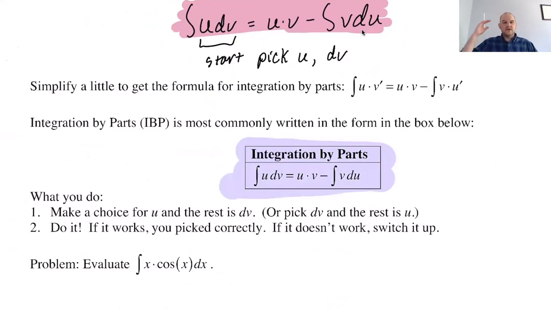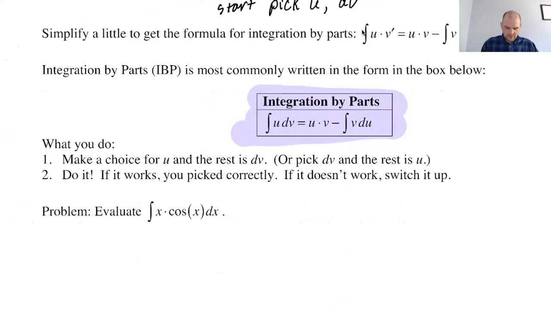Until you do problems, it doesn't really mean anything. But here's what you do. You make a choice for u, you don't make a choice for dv, actually. You make a choice for u, everything else is dv. Or perhaps you pick dv and everything else is u. We'll talk about how we choose these things, but basically when you make a choice for u, you need to be able to take the derivative of it. But you can take the derivative of anything. So that's not really the complicated part.